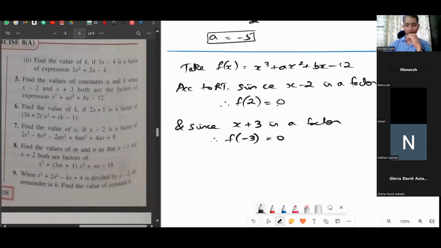So you do each one separately now. First you do f of 2. F of 2 means you substitute 2 everywhere. That whole thing equal to 0. That equal to 0 is important. Then do the same thing for f of minus 3 also. You will get two equations with a and b missing. So that means, how do you find a and b now?